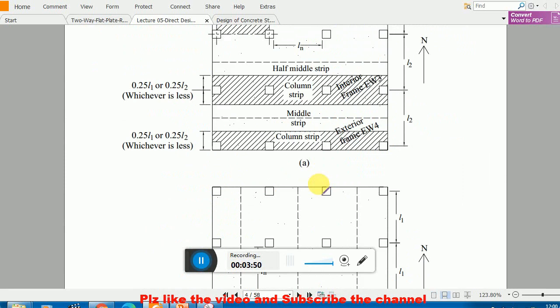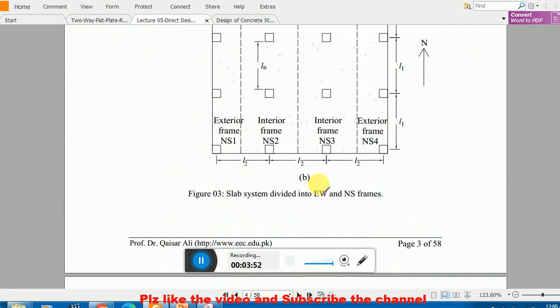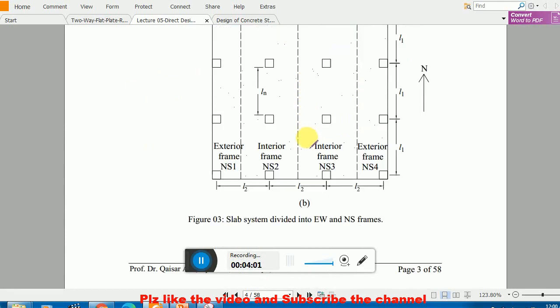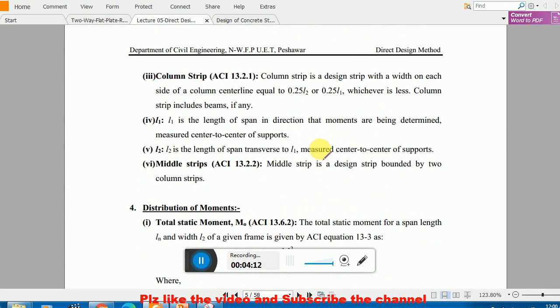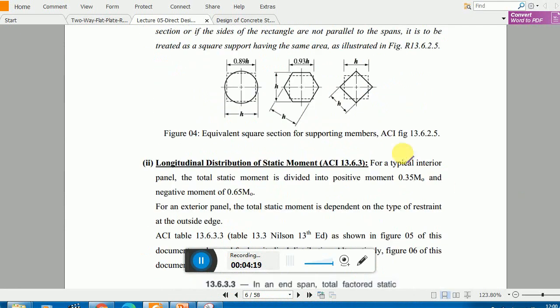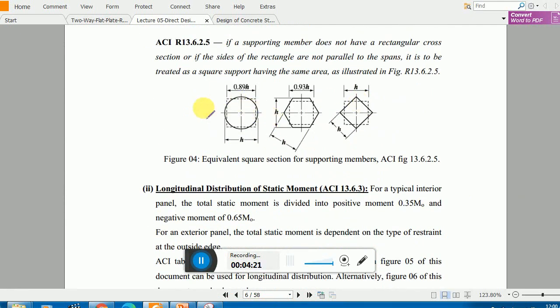The other things are the same: column strip and middle strip. One very important thing: L2 is in that direction. If we start the analysis in the north-south direction, then L2 will be perpendicular to it, and L1 will always be along the analysis direction, that is, the span length. The rest of the thing is the same, that is the static moment. This is very important to understand.